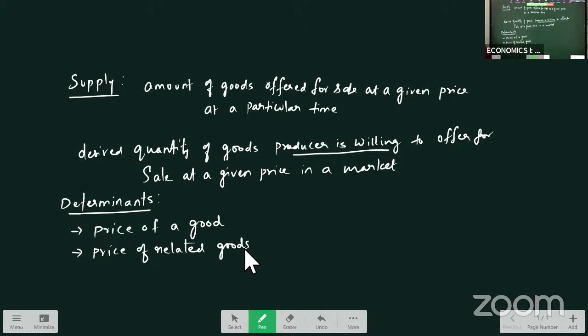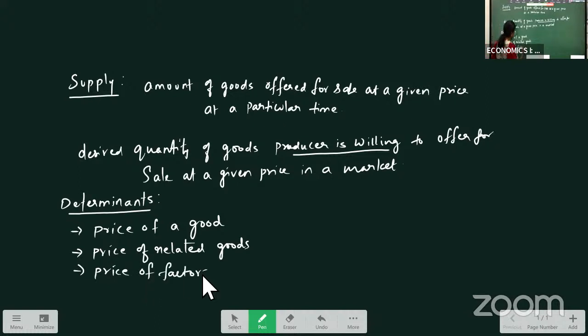Okay. So if the price of a substitute increases, the producer may try to produce the substitute good. Why? Because if the price of a substitute good is increasing, demand for the other substitute good increases. So he will supply that good more in order to get more profits. So that way price of related goods also affects the supply of the commodity.